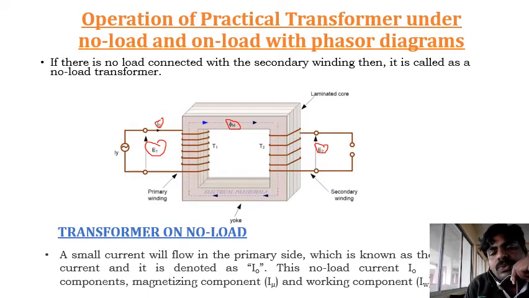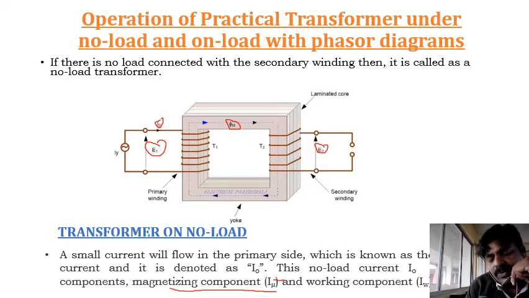Once you introduce the single phase supply to the primary winding of a transformer, a no load current flows, which is denoted as I0. This is called the no load current. This no load current has two components. What are those components? The first component is the magnetizing component. It is denoted by I mu.